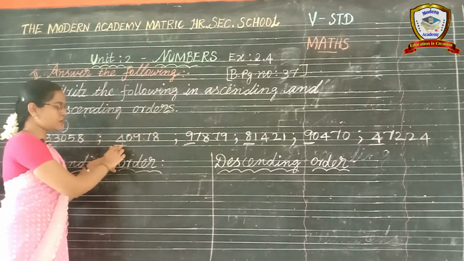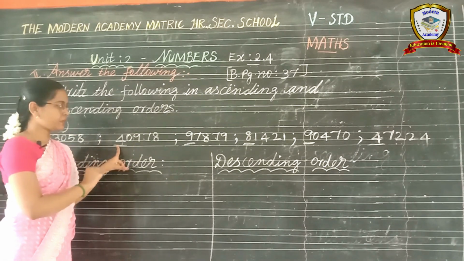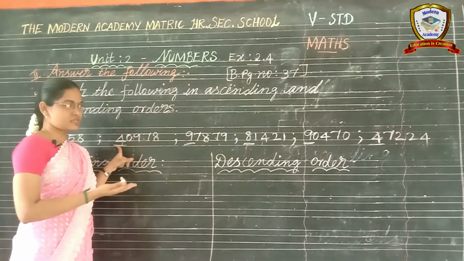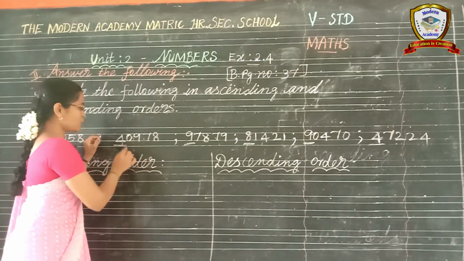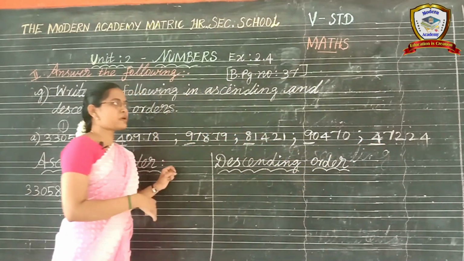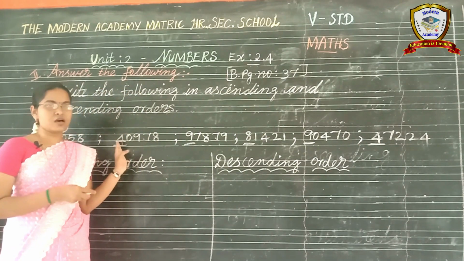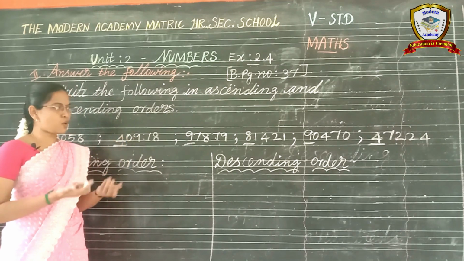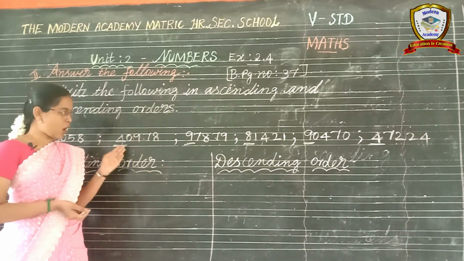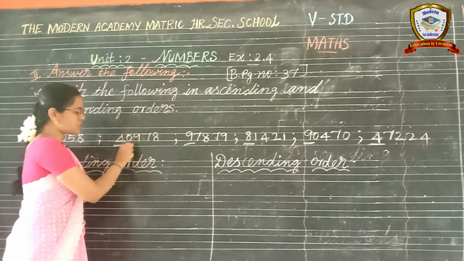In the remaining 5 numbers, which number is the smaller number? You have to see the starting number. In the starting numbers, which is smaller? 4, 9, 8, 9, 4. Which is smaller? Yes, 4 is smaller. So here also 4, here also 4. In 2 places, the first number is 4 only. Both numbers have first number 4, right? So we can't find out which is smaller number and which is bigger number. So you have to move to the next digit.